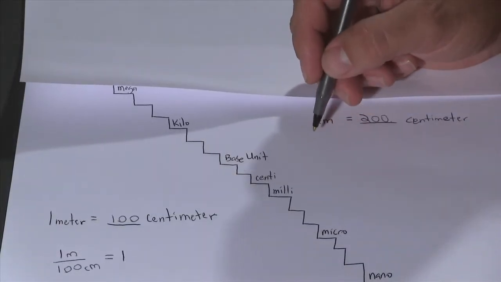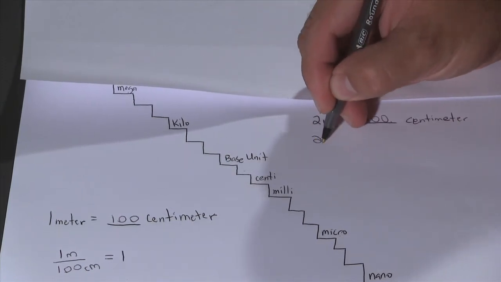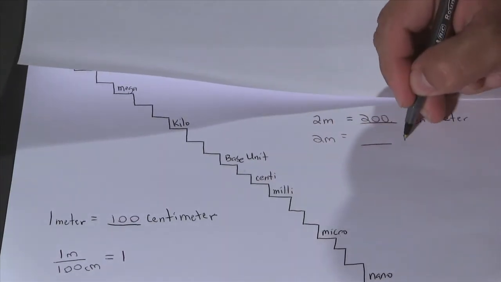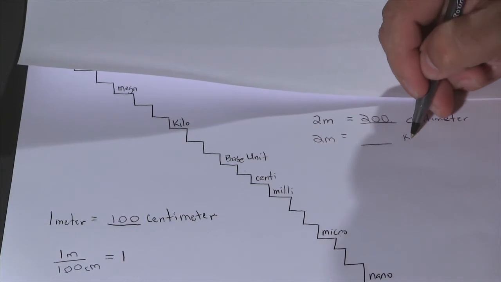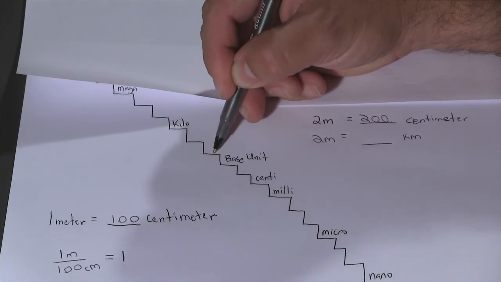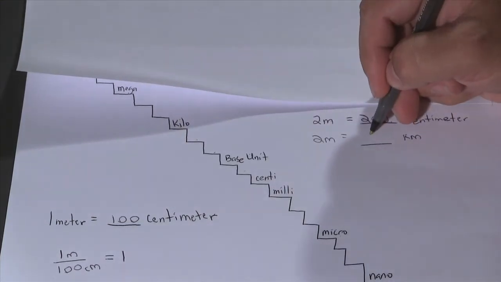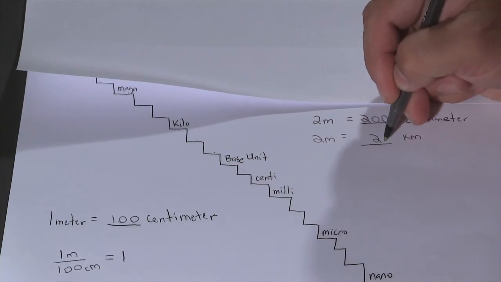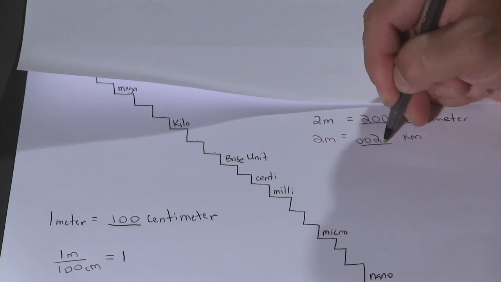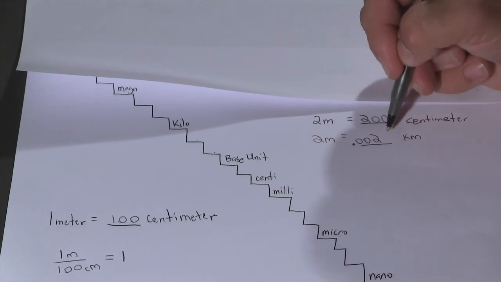Now let's look at an example where we go up the stair step. So let's start again with 2 meters. And I want to know how many kilometers are equivalent to 2 meters. So I start with my base unit of a meter, and I'm going to move 3 steps up the stair step chart. So if I have my number 2, I know my decimal is just after the 2, so I'm going to move 3 spaces. 1, 2, 3. So 2 meters is 0.002 kilometers.